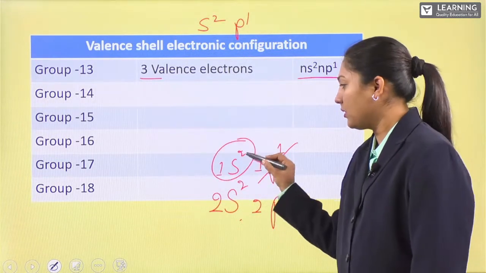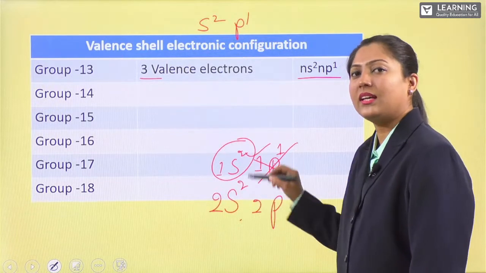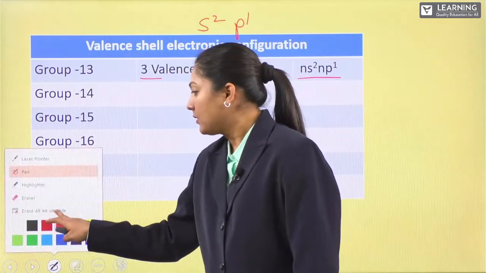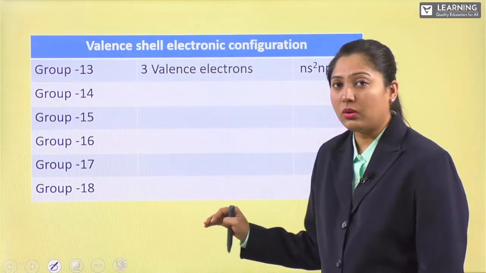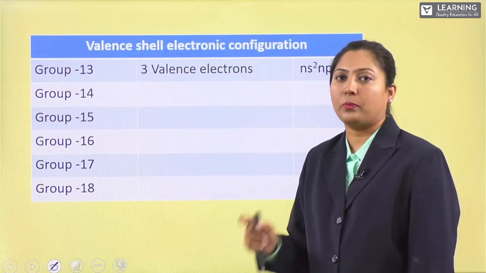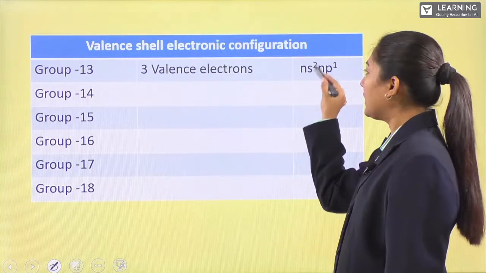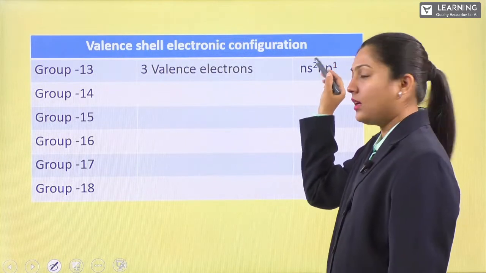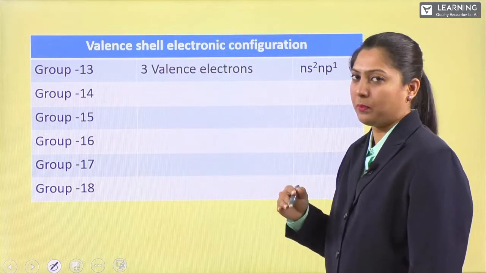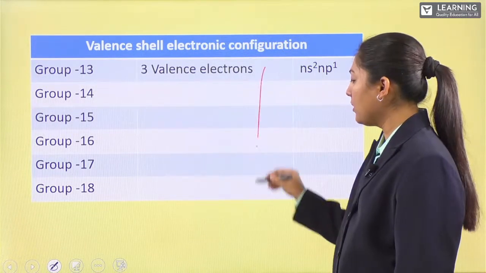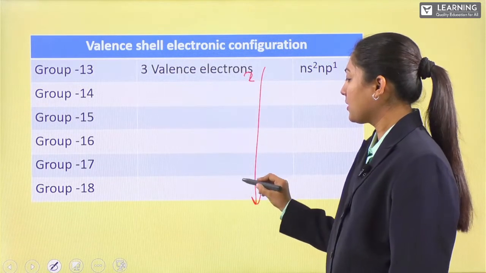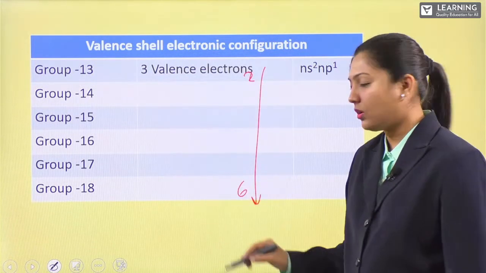There is no p orbital in the first shell or first orbit. So there is no 1p. It always starts with 2p. Okay. So we have 2s2 2p1. Likewise, it will be 3s2 3p1, 4s2 4p1. Down the group, what happens? This n will go from 2 to 6 or 7.